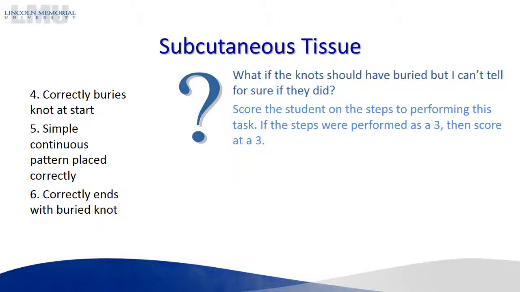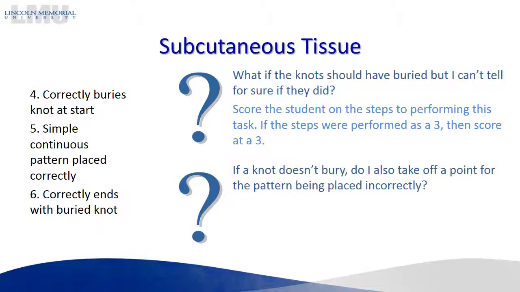In other words, deep to superficial, superficial to deep, and then they tied the knot. If they perform the correct steps, the correct superficial and deep bites and so on, tied correctly, we're going to assume that this knot went ahead and buried. So in other words, if I felt that they performed the steps excellently, then I'm going to score them at a 3, even if I can't actually tell if the knot buried below the tissue because of the angle.